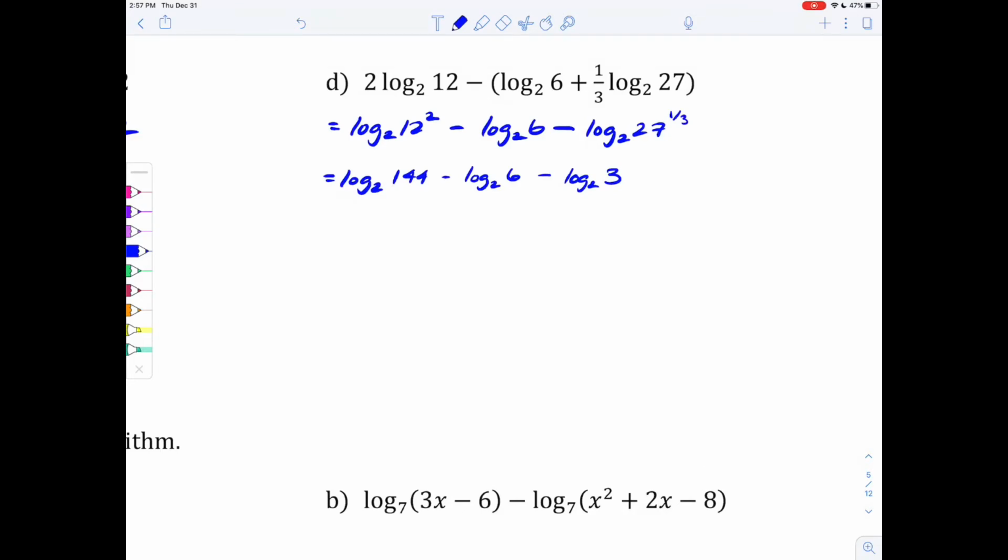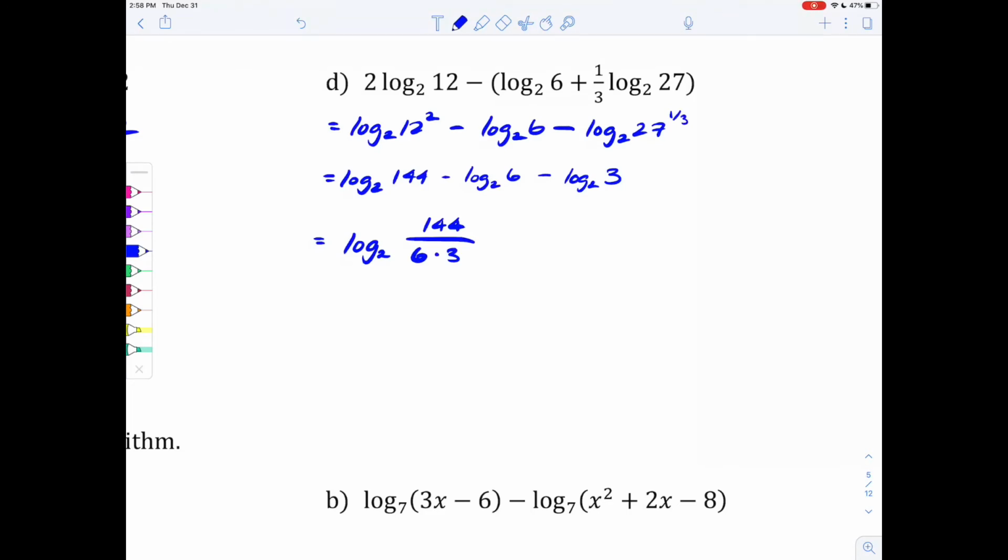So I got 3. And now I can condense this using the power law and quotient law into a single logarithm. The denominator is going to involve everything that had a subtraction in front of it. So we've got this 6 and we've got this 3. And then on top must be the 144.